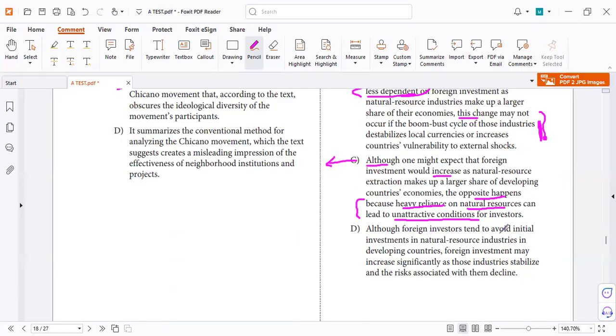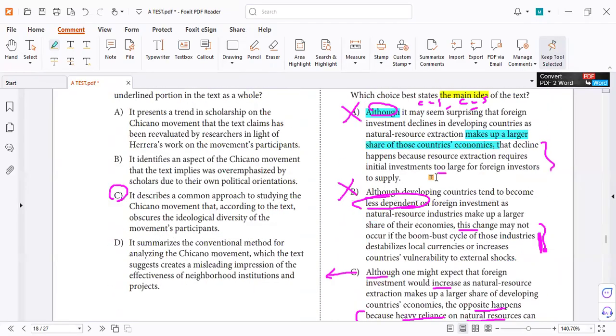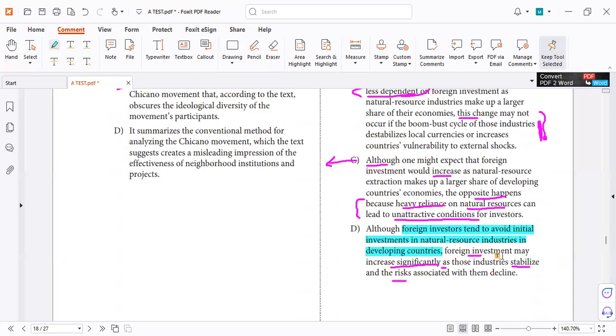Although foreign investors tend to avoid initial investments in natural resources, this happens indeed. But foreign investments may increase significantly when those industries stabilize and the risk associated with them decreases. Did he mention that? No. The first part is correct, they tend to avoid, as he mentioned here. But the second part is not clear in the text. So what does that mean? It's not mentioned. So always focus on the clauses. Is this part mentioned? If yes, then let's check the second.